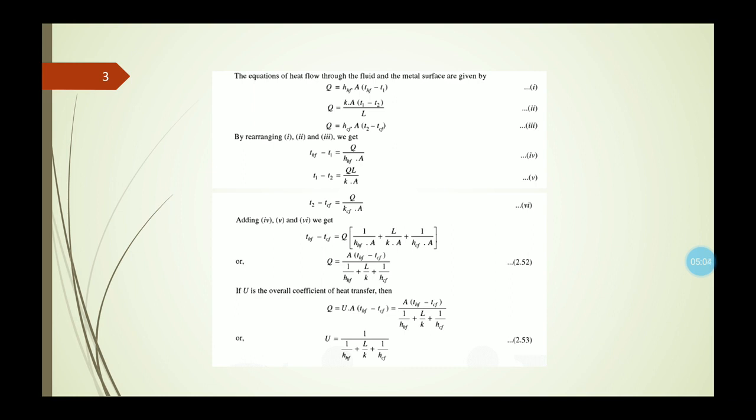Next, when the heat is transferred by convection, that is on the right side of the plane wall, again we need to apply Newton's law of cooling, which is related to convection heat transfer. So Q will be equal to HCF, because on the right side there is a cold fluid film that we have considered. So HCF multiplied by capital A, then the temperature difference.